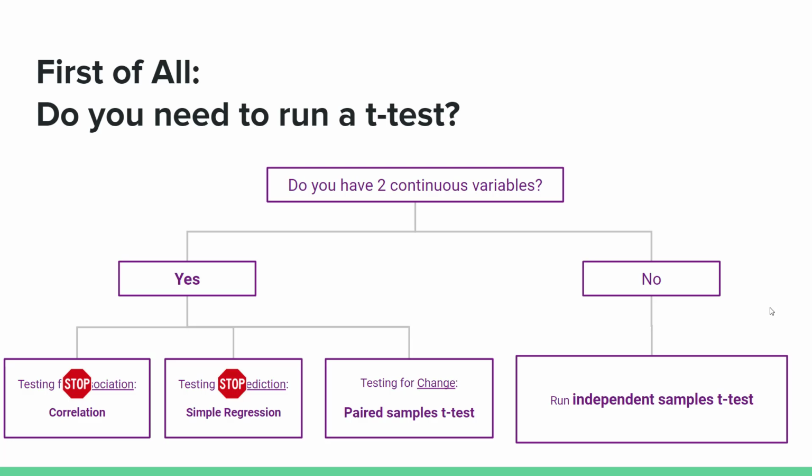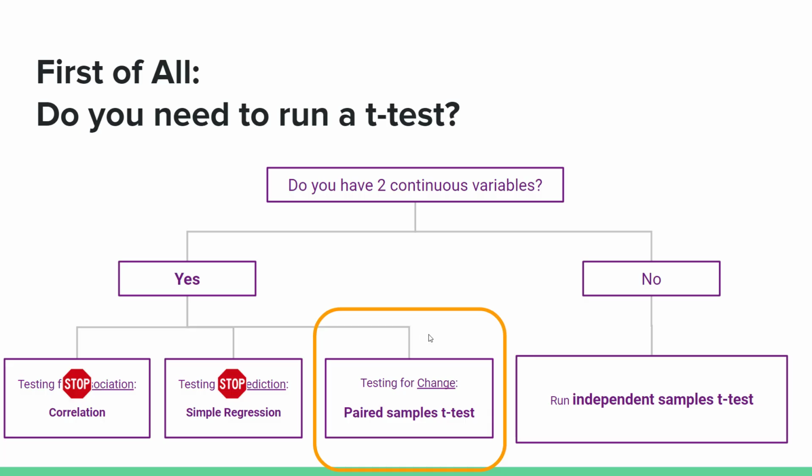And so this is a slide that you saw last week as well. But do you have 2 continuous variables? If yes, then you will want to think about whether you're testing for change in your continuous variables. So in this instance, when we're talking about paired samples t-test, it will be the same dependent variable measured twice. And if that is the instance, then you will want to run the paired samples t-test. So if you have 2 continuous variables, so your independent variable and dependent variable are both continuous, but they're not measures of the same construct, then you want to go back to last week and run correlation or simple regression.